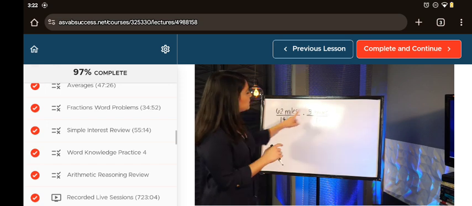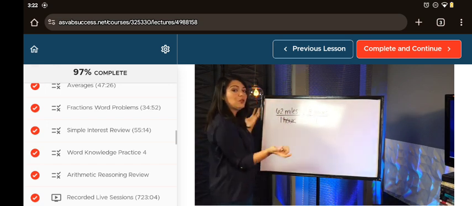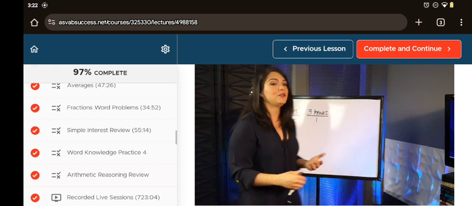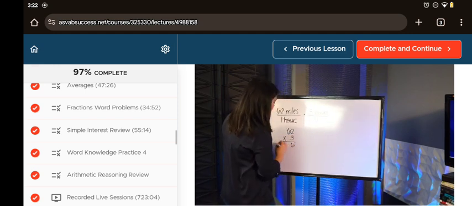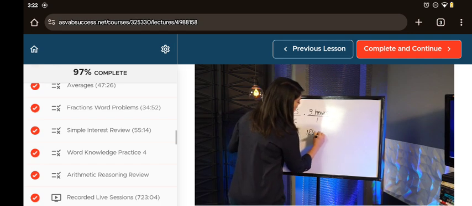So 62 times 3, the unit that's left over is miles. And that's how we know we did it correctly, because that's what the question is asking us for, the number of miles. So 62 times 3, let's multiply that. 3 times 2 is 6, 3 times 6 is 18. So we know that Jennifer traveled 186 miles.